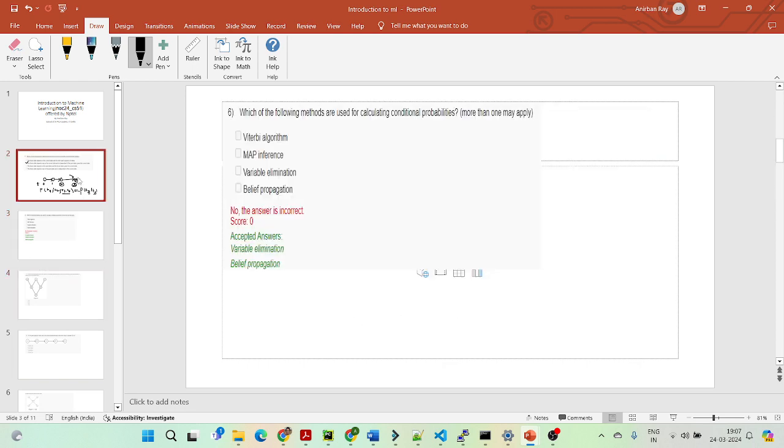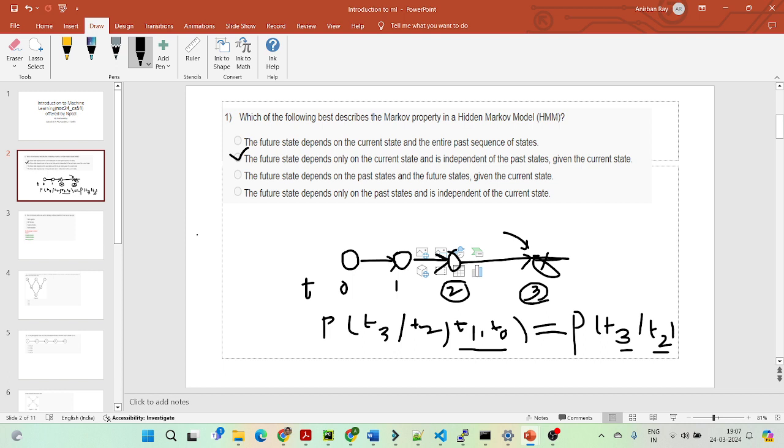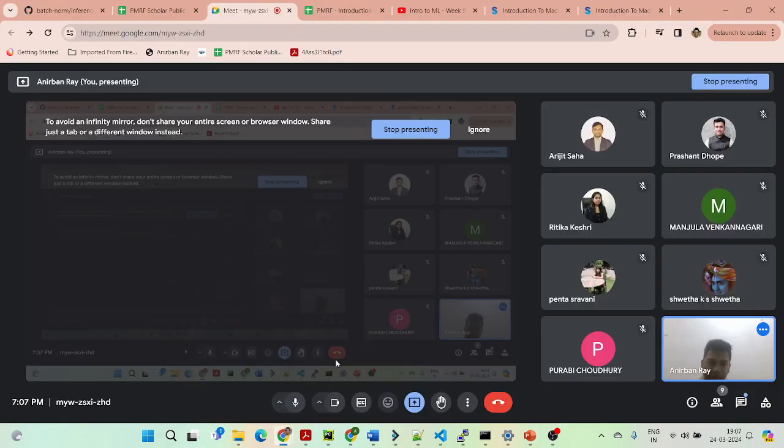Good. Sir, could you explain once again? Which part did you miss? How much did you understand? The diagram itself, sir. That's all. Okay, you have just entered, right? I think Puravi, right? Maybe.